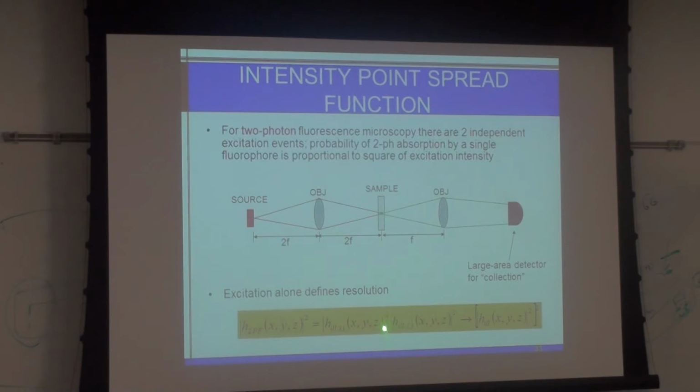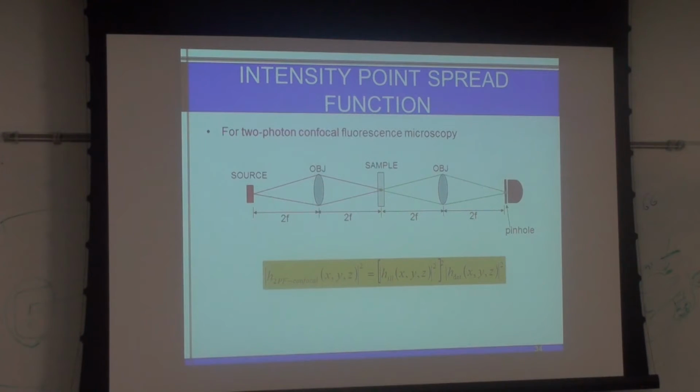So you have the square of these illumination PSFs on both sides dictating the resolution, and then you can have whatever means you want for collection of the signal. Bucket detector, camera, I.E., or a point detector. Okay? And yet, you can do one more thing. Most people don't do this.